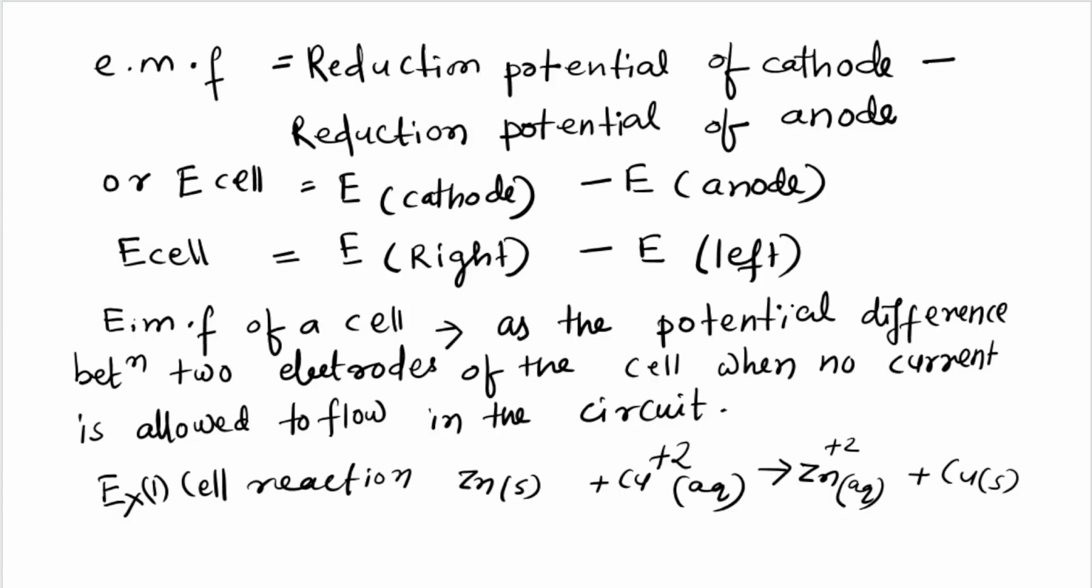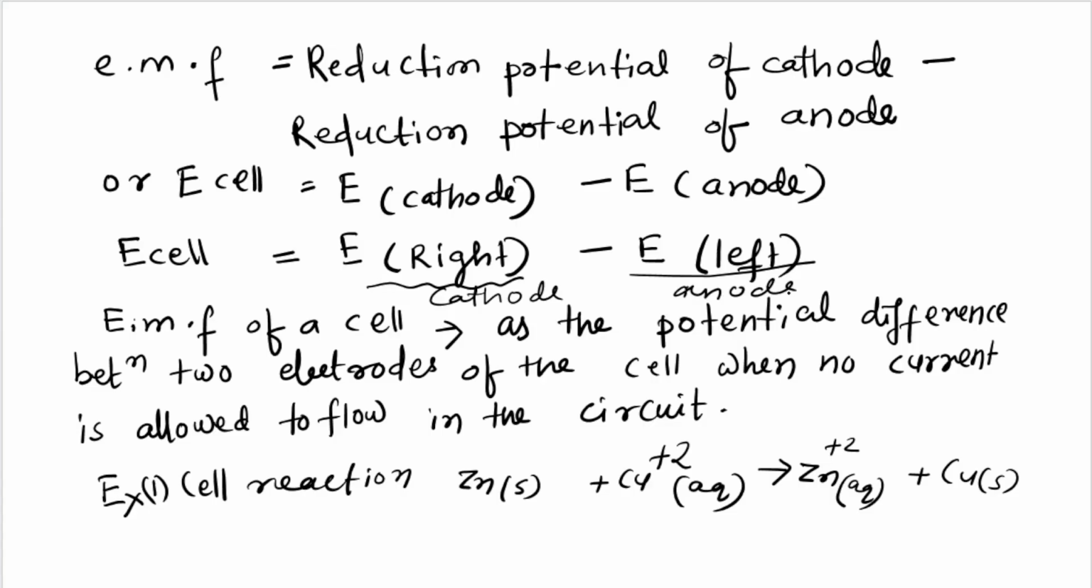So what is EMF here? EMF is the reduction potential of the cathode minus the reduction potential of the anode, or E cell equals E cathode minus E anode, or you can say E right minus E left. E right means the cathode, and E left means the anode. So cathode minus anode. Remember carefully, cathode minus anode.